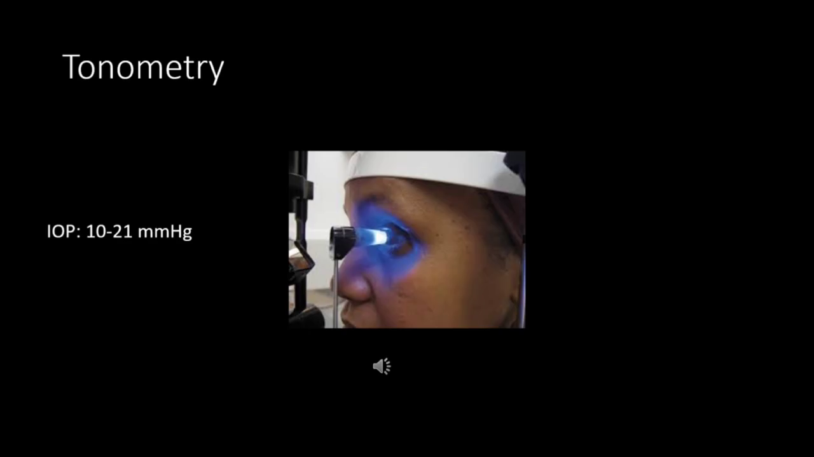And in order to measure the intraocular pressure, as for glaucoma screening, for example, we can use tonometry. Tonometry has three ways. The most accurate is the applanation tonometry seen in the picture.